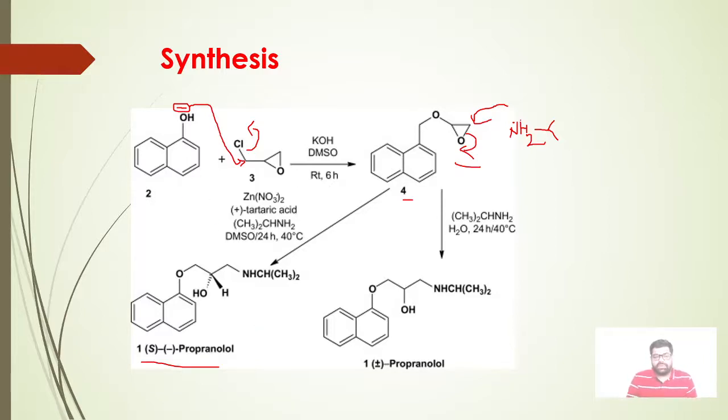If we don't use this zinc nitrate and tartaric acid, we get the racemic mixture of this compound. So resolution is very important to get the desired S isomer. So this is a very simple synthesis of our first molecule. Let's go for the second molecule.